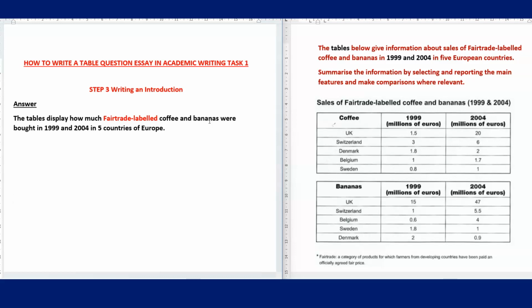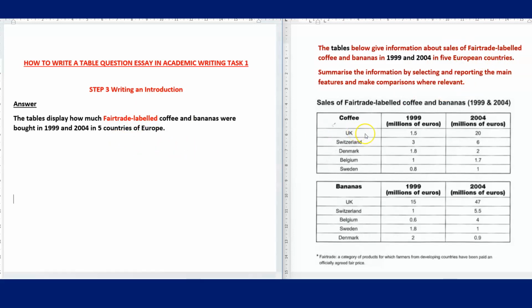But there are some words that you can change, like give; I used the word display. About the sales of coffee, I said how much they spent to buy. So the tables display how much fair trade labeled coffee and bananas were bought in 1999-2004 in 5 countries of Europe. So, 5 European countries, 5 countries of Europe.